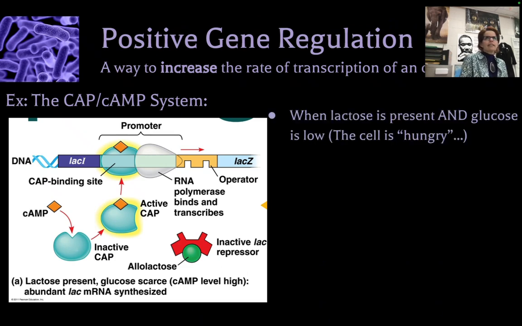Okay, and then positive gene regulation. Those were negative gene regulation because we're repressing the system.